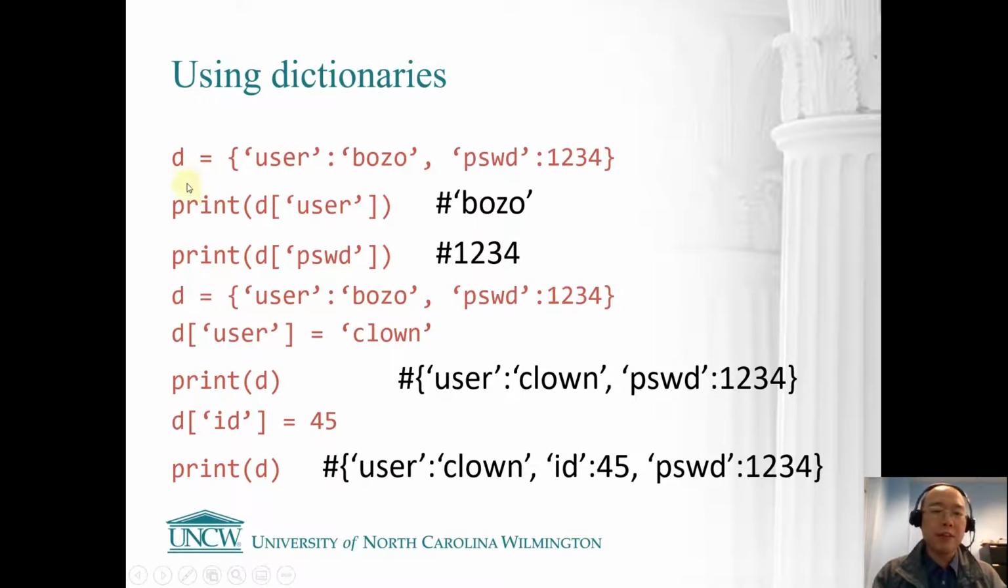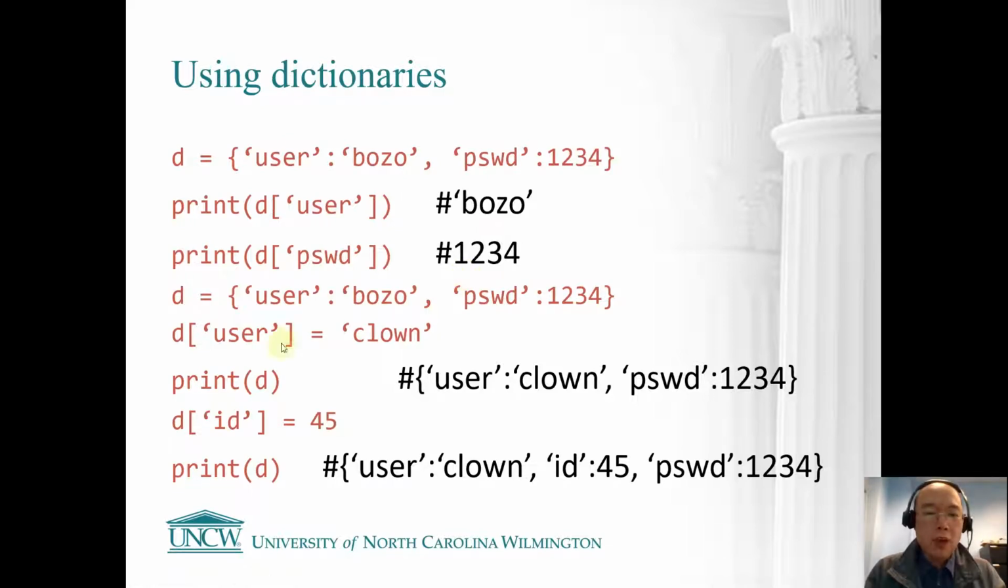First, we create a dictionary with the key user, and the value bozo. So the user is bozo, and we also have the password, which is 1234. So we have a dictionary of two attributes of a user. If you want to print the value using the key user, this is how we do that. D square bracket user. We specify the key user, and the dictionary will get the value for us. The value for the key user is bozo, so we are going to print bozo. Next, if you use password as the key, I'm going to get the value, and that is 1234.